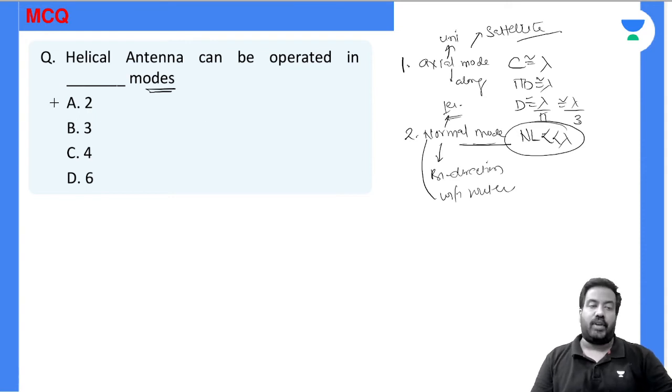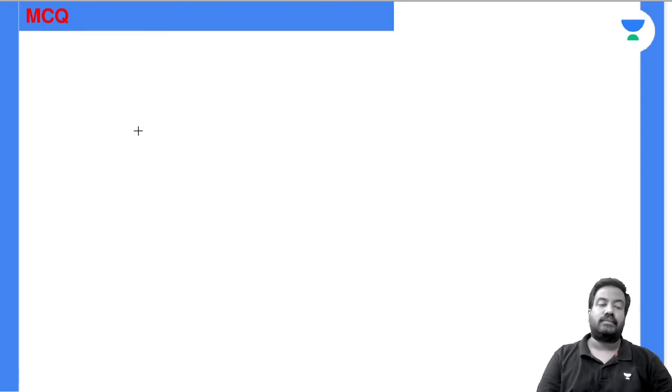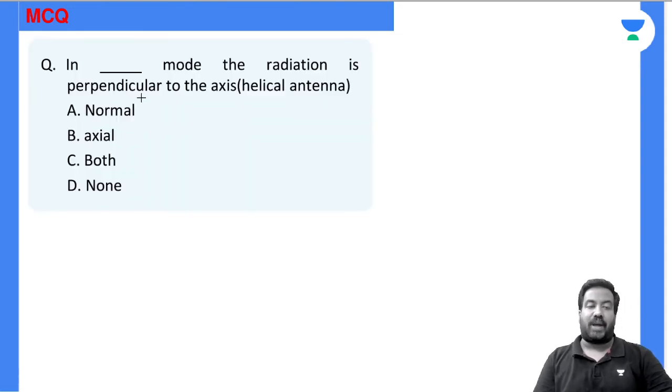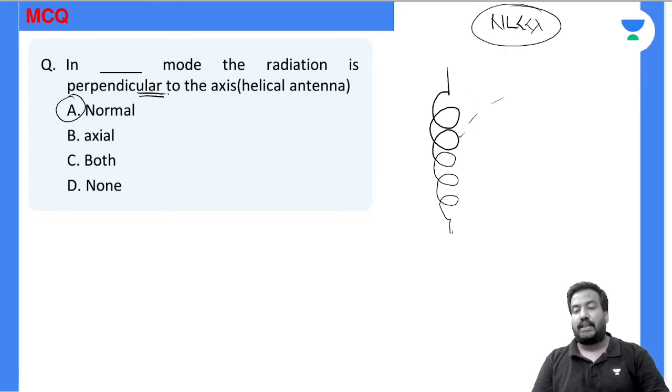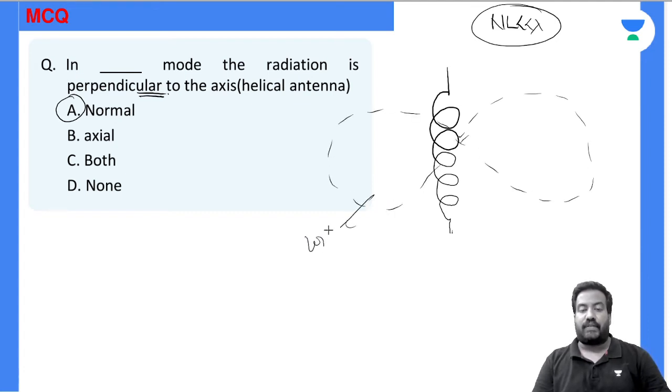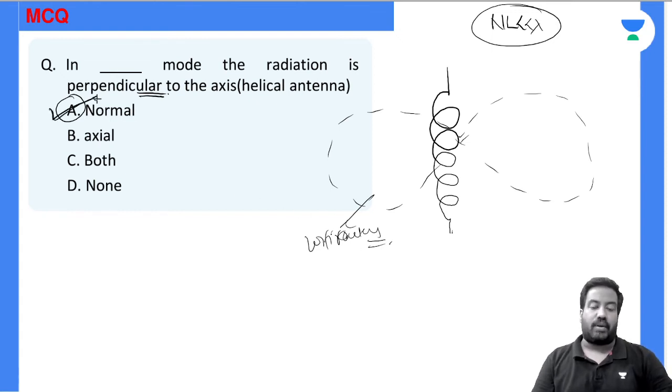Okay, a helical antenna can be operated in two modes, axial mode and normal mode. In normal mode, the radiation is perpendicular to the axis. In which mode here? I just told you. When you operate the helical antenna in the normal mode, meaning total length n into L is far less than lambda, a small antenna, then the radiation will be perpendicular to the axis. These kinds of small antennas are used in Wi-Fi routers. In normal mode, the radiation is perpendicular to the axis. Option A is the answer.